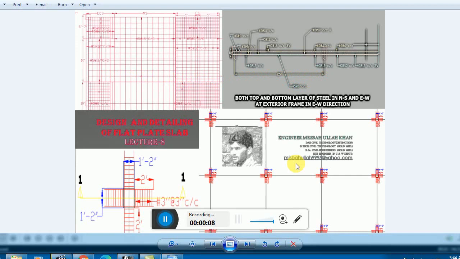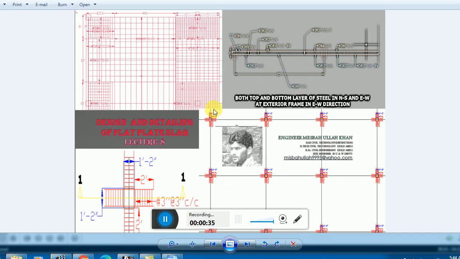Students, in this lecture, this is the last lecture of flat slab design, and here we basically provide flexure and shear reinforcement detailing. We will design as well as provide shear and flexure reinforcement. This is the most important lecture of the whole series, to understand the placing and designing practically. Here I am showing you the practical approach, how we provide the final working drawing.